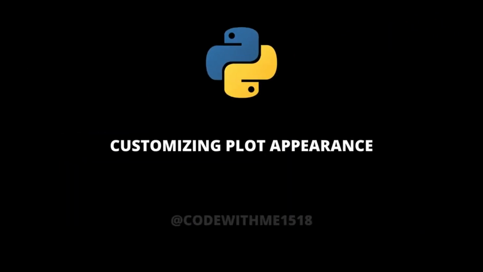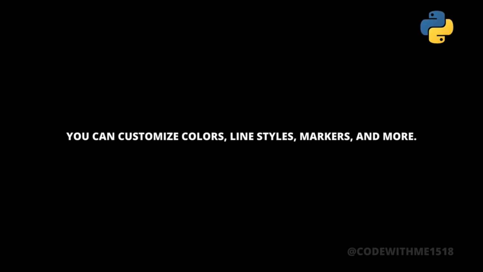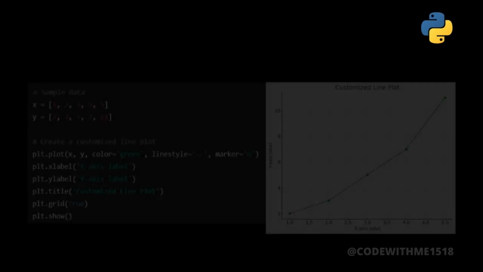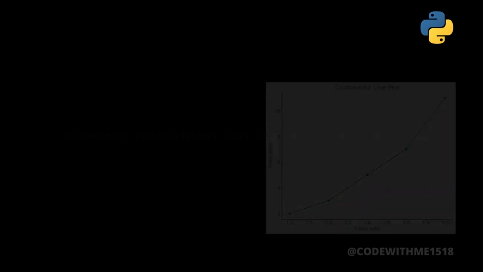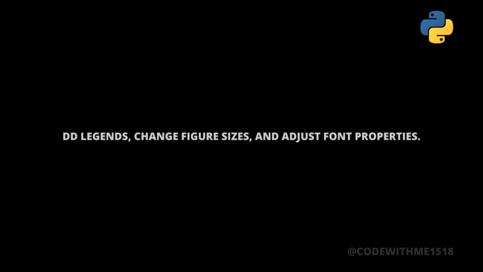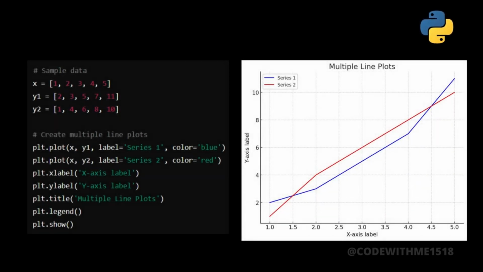Now, let's customize the appearance of our plots to make them more informative and visually appealing. You can customize colors, line styles, markers, and more. Here's how you can do it. In this example, we customize the line color, style, and markers. We also add a grid to the plot for better readability. You can also add legends, change figure sizes, and adjust font properties. In this example, we add a legend to differentiate between the two data series.